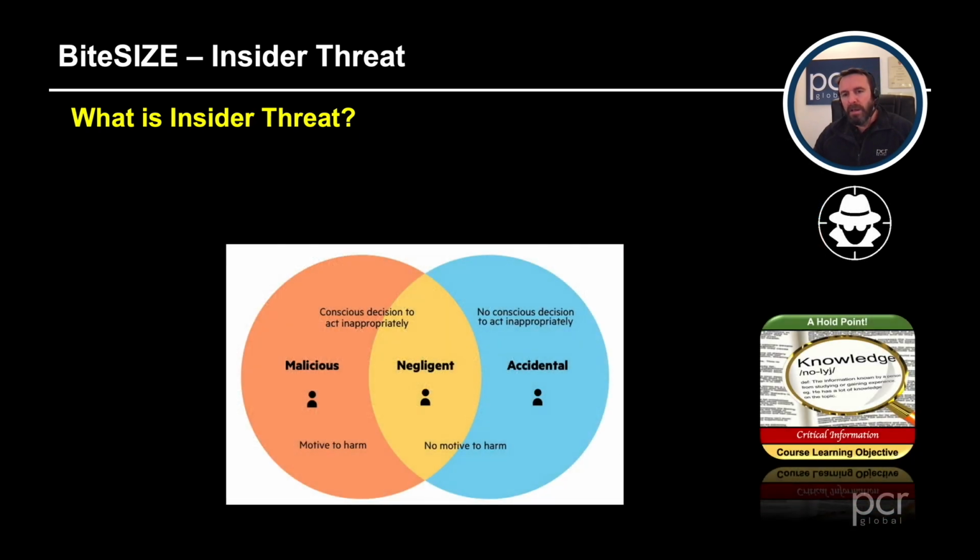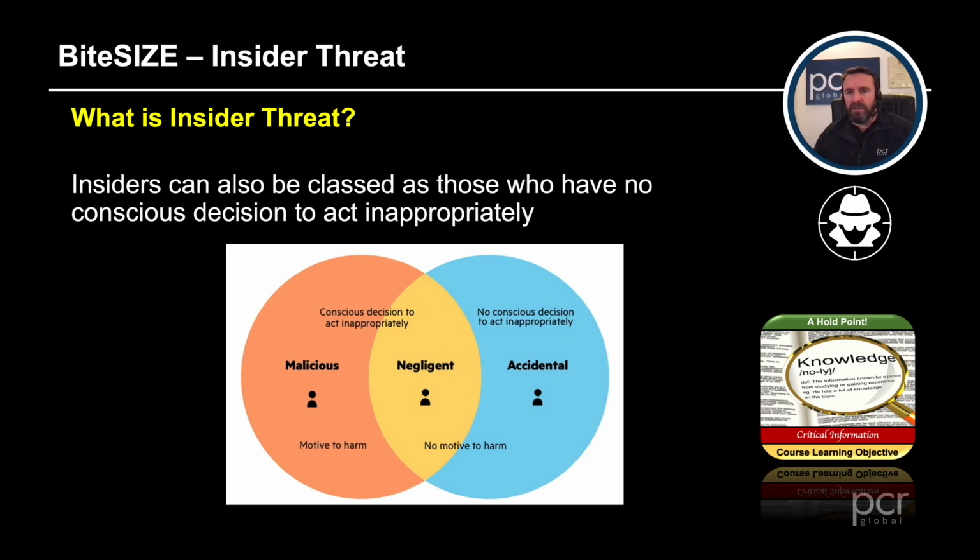However, if we look a little bit wider, insiders are also classed as those who have no conscious decision to act inappropriately. So when we looked at this figure here, if we looked on the left hand side, yes, malicious, which is very much what CPNI are telling us, and British Standard 16,000. But also if you look over to the right hand side, then we have accidental. So there's actually no motive to harm the organisation.